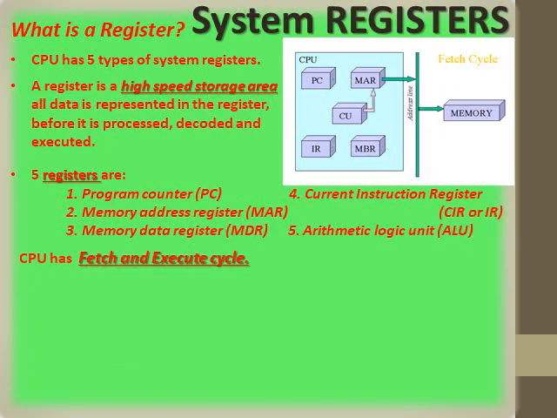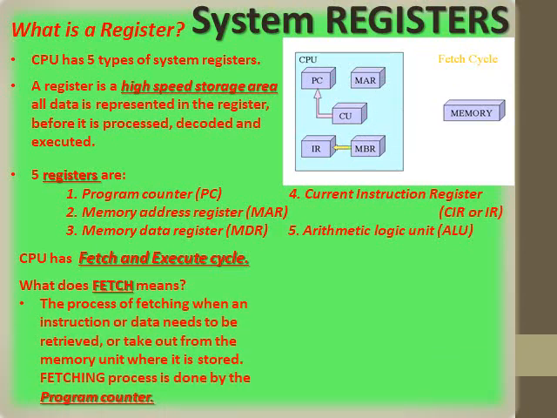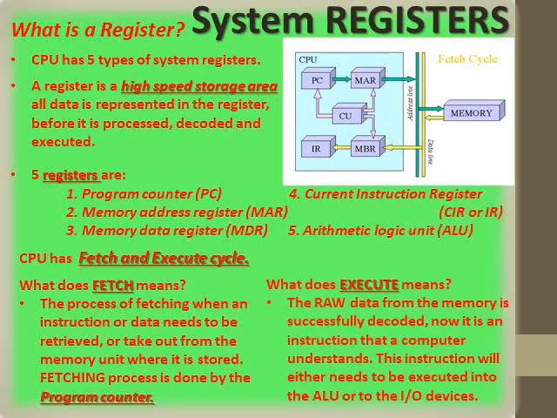Here, I am also going to illustrate the CPU concept during the fetch and execute cycle. You may refer to your textbook on page 49. It is also illustrated in figure 4.9. What does the term fetch mean? The process of fetching means a single instruction or data needs to be retrieved or taken out from the memory unit where it is currently stored. The process of fetching is done by the register called program counter.